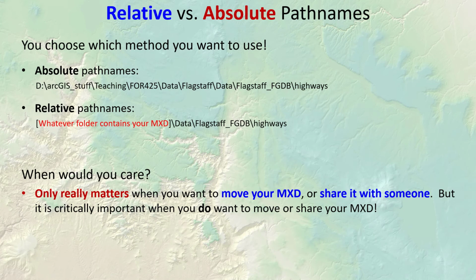An absolute path name means that the entire path name is stored in the layer properties. In this slide, the map document Flagstaff Road will store the entire path name for this dataset leading up to highways, and it would expect you to find this file at this particular location on your hard drive. It would be in this exact location on the D drive. Now, a relative path name means that the map document looks for the dataset in some location relative to the current location of the map document file itself. In this slide, it would only store the path data/Flagstaff FGDB/highways, and it would expect to find the folder data in the same location as the map document file.